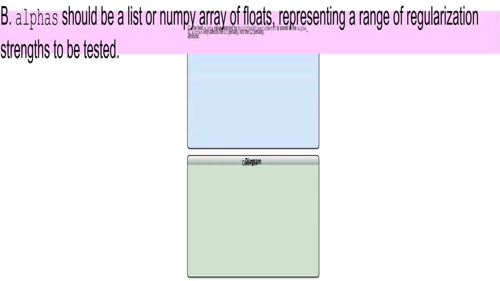This statement is correct. The alphas parameter doesn't take a single value. Instead, I need to provide a collection of numbers, either a Python list or a NumPy array, representing different regularization strengths. The model will then try each of these values and choose the best one. Think of it like trying different settings to find the optimal one. This is like testing different amounts of seasoning to find the perfect taste for a dish.